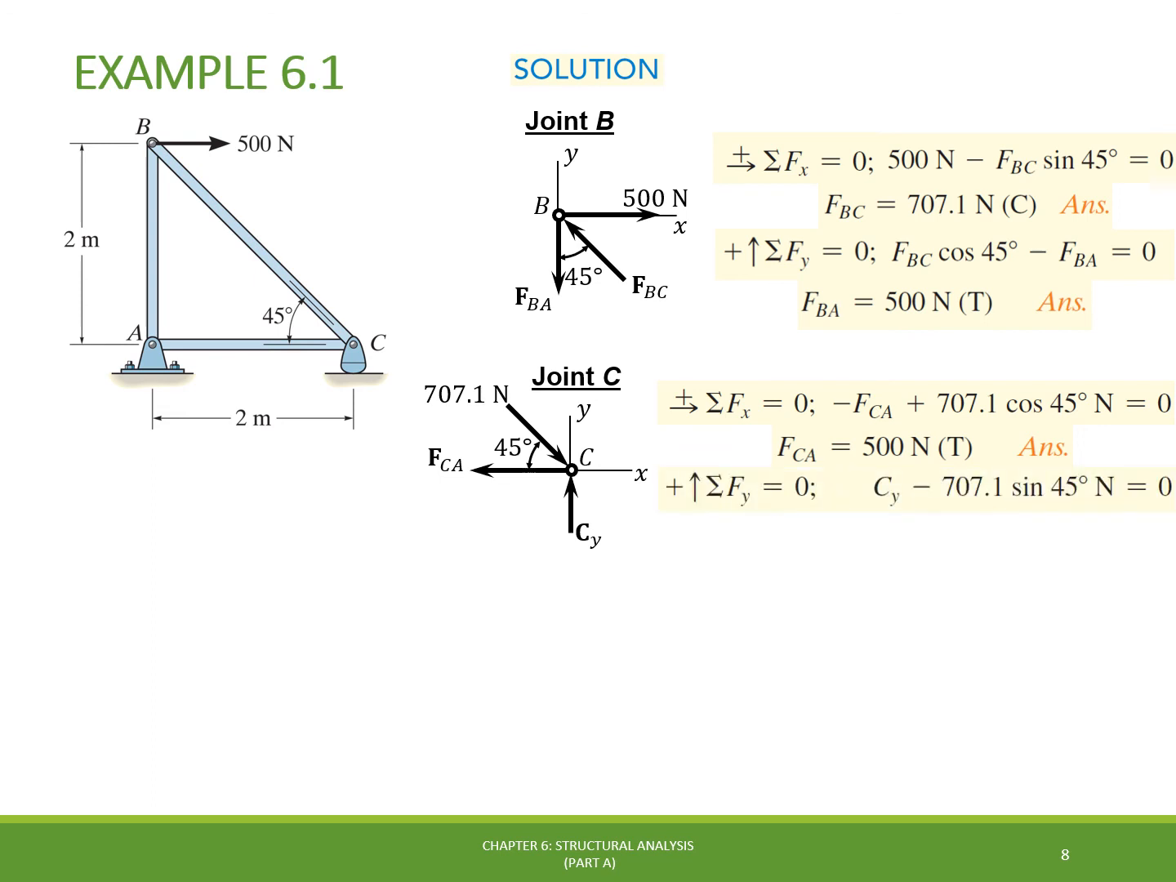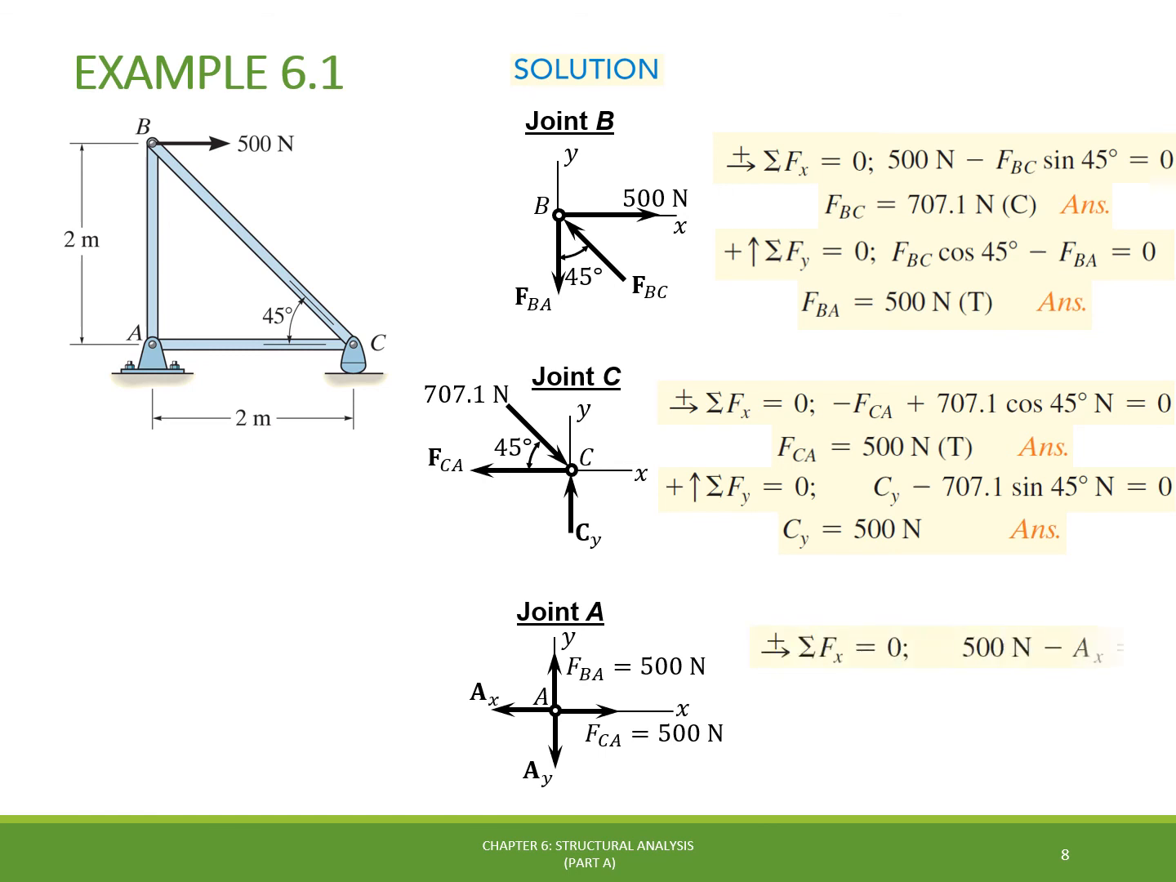Then for the forces acting in the y direction, we have that Cy is counterbalancing the vertical component of the 707.1 newtons force coming from the member BC, which results in 500 newtons. The last joint to be analyzed is the joint A, in which the free body diagram shows the reaction forces in the x and y directions for the pin connection support, and the tension forces coming from the members BA and CA, one acting in the y direction and the other acting in the x direction.